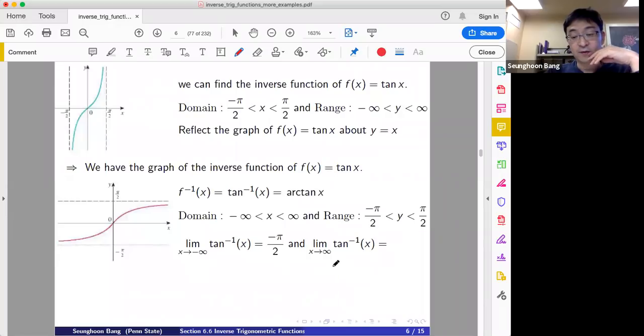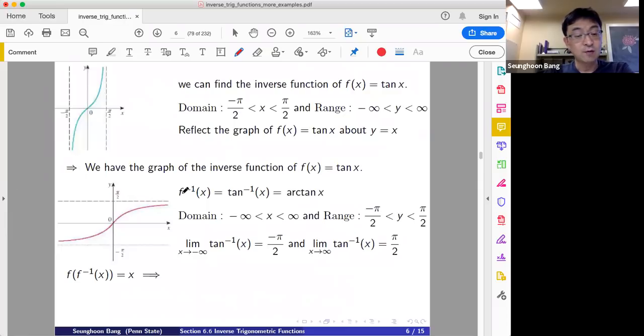What's the limit of inverse tangent of x as the x value approaches positive infinity? Okay, good, your answer is right. Yes, pi over 2, similar. Here the x value approaches positive infinity. What is the corresponding f of x? The corresponding function value approaches this dotted line, so we have pi over 2. This is the idea.